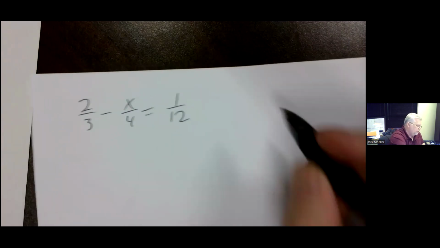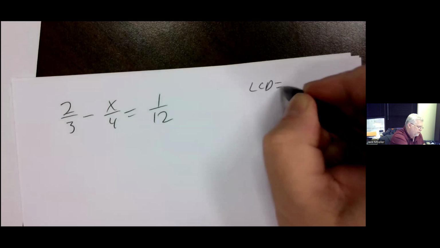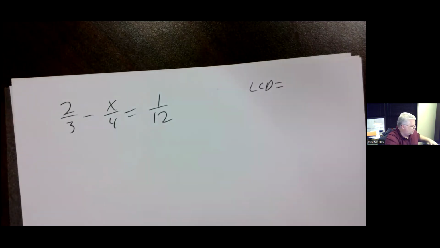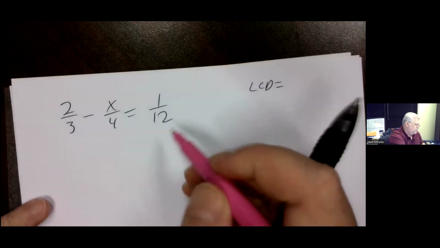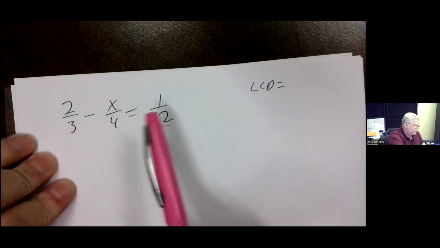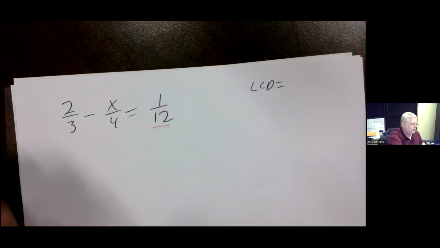But what we can do here is find the LCD. Remember, the LCD is the smallest term that all the denominators will divide into. Anytime you're looking for your LCD, always start with your biggest one. It's either that or it's something bigger. Now 3 goes into 12, 4 goes into 12. So in this case, 12 is our LCD.